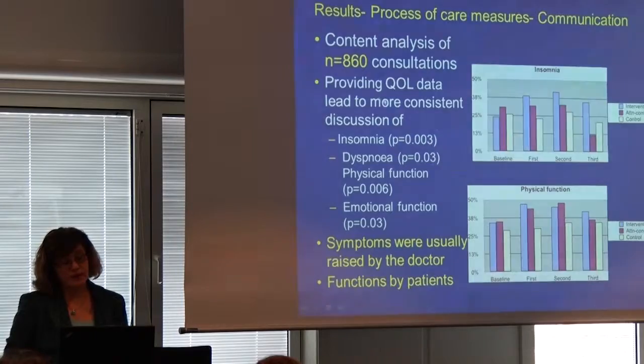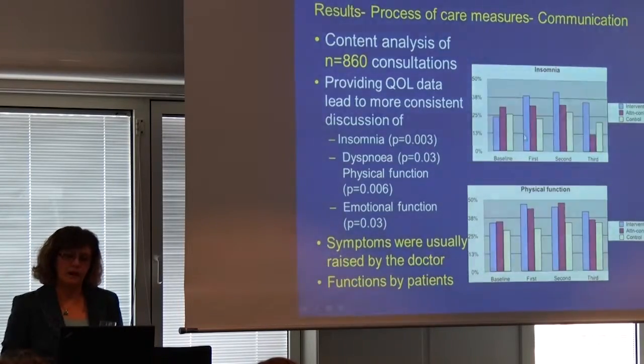And what this showed is that when we provided quality of life data, we observed more discussion of non-cancer specific symptoms. I would say insomnia and dyspnea were the significant ones. If you look at the graph here, these are the three groups: intervention, attention control, and control. And this is the proportion of consultations in which that issue was mentioned, so insomnia in that example. So at baseline, no particular difference, about a quarter, 25% of the consultations, this was discussed.